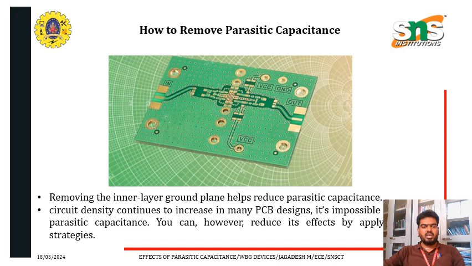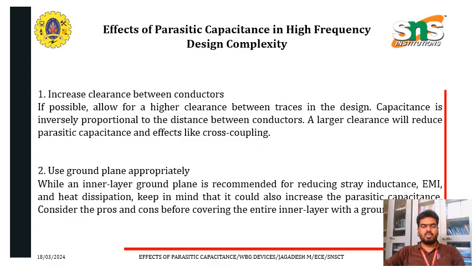So this is how to remove the parasitic capacitance. The PCB design board is shown over here. Removing the inner layer ground plane helps reduce the parasitic capacitance. As the circuit density continues to increase in many PCB designs, it is impossible to eliminate the parasitic capacitance. You can, however, reduce its effect by applying these different strategies. Effects of parasitic capacitance, high frequency design complexity.